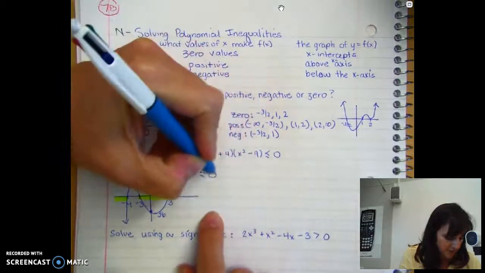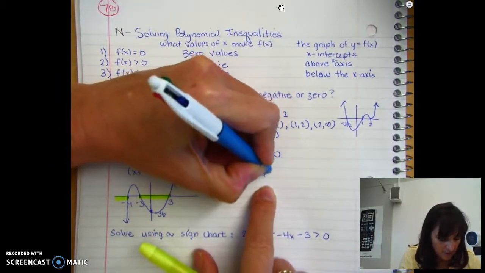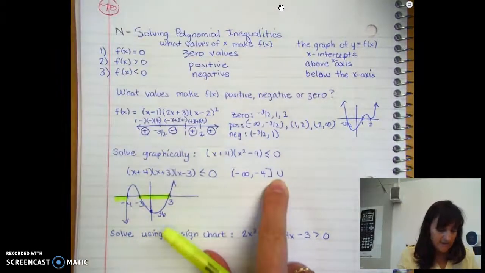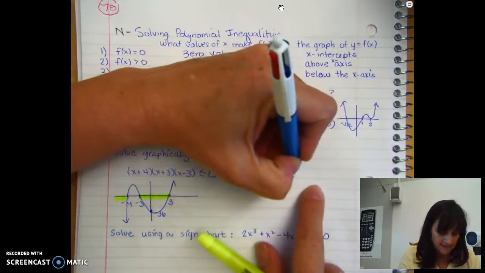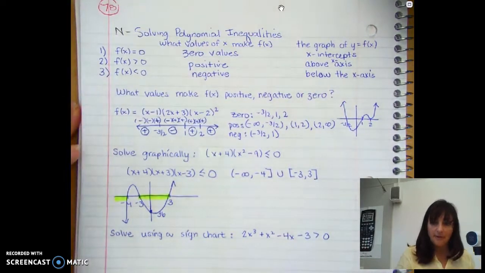Let's write it with intervals. Negative infinity to negative 4. Notice I'm including the negative 4. And then we can use the union symbol, or you could just use the word or. And my next interval is negative 3 to 3. And there's the solution to that polynomial inequality done graphically.